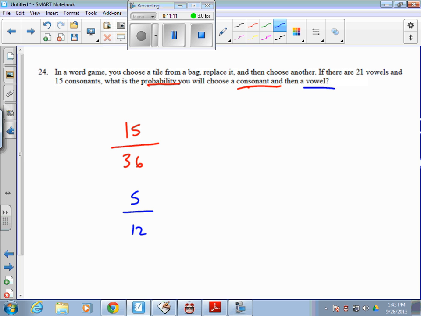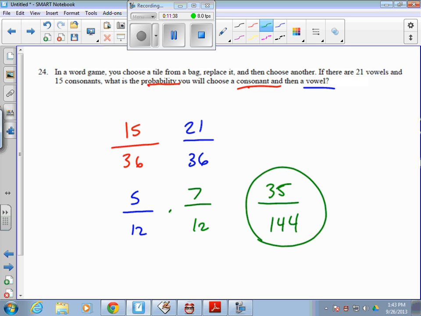And then a vowel, 21 over 36. Again, the number 3 goes into that one, 21 over 36 is going to simplify to 7 over 12. When you put 3 into it, multiply straight across. 5 times 7 is 35, and 12 times 12 is 144. Leave it there for now.